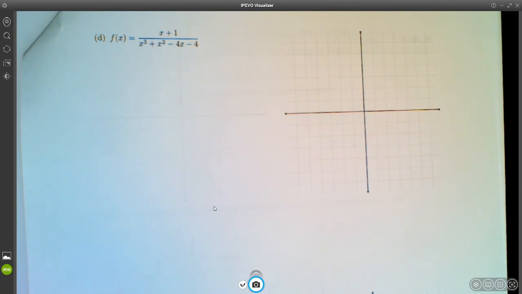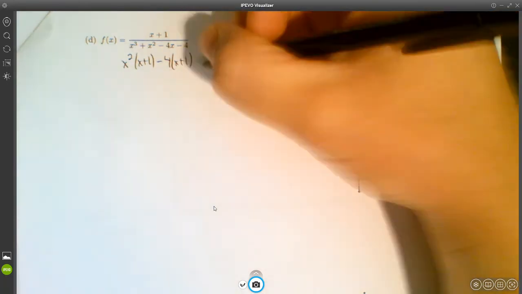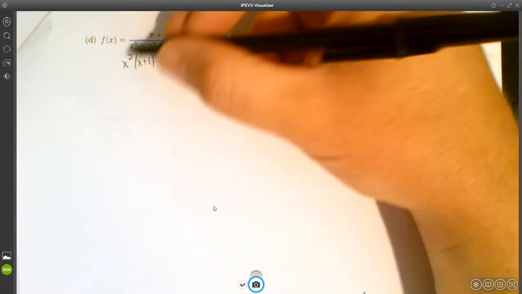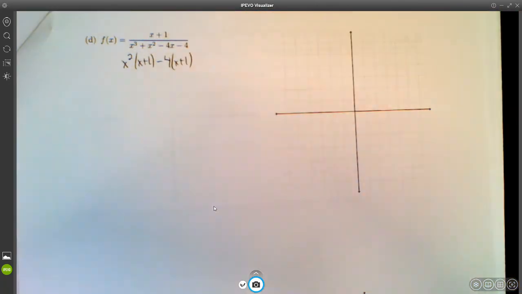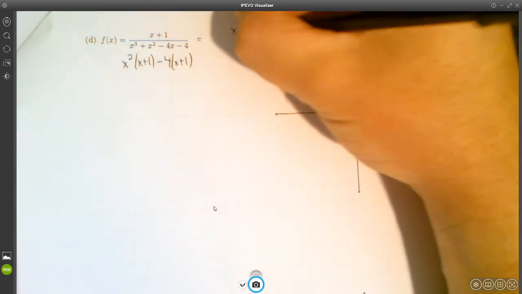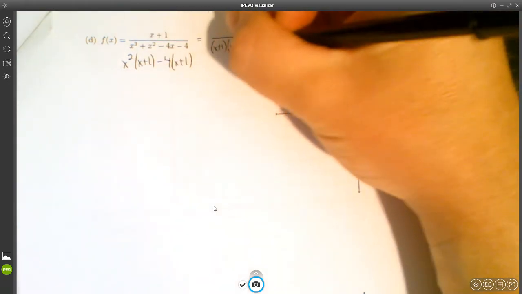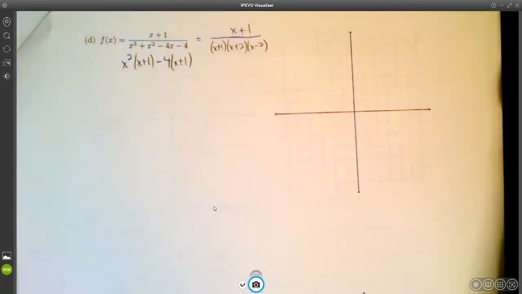x plus 1 over x cubed plus x squared minus 4x minus 1. That thing can be factored by grouping. If I ever saw a factoring by grouping, this was it. In fact, I think we've done this before, right? Now we're going to factor out the x plus 1. We'll be left with x squared minus 4, and x squared minus 4 is a difference of squares that can be factored as x plus 2, x minus 2. So we've got x plus 1 over x plus 1 times x plus 2 times x minus 2.